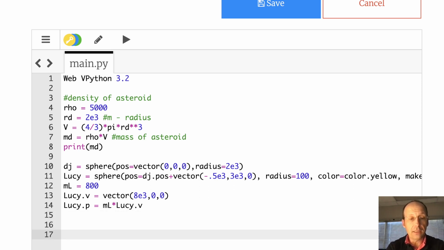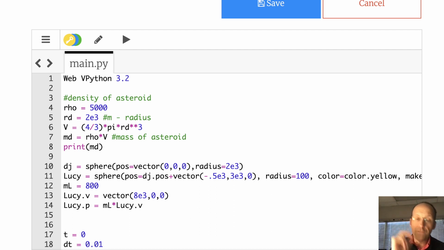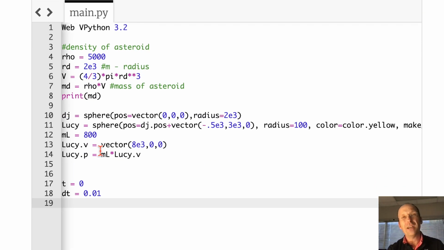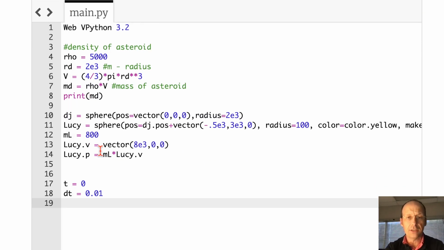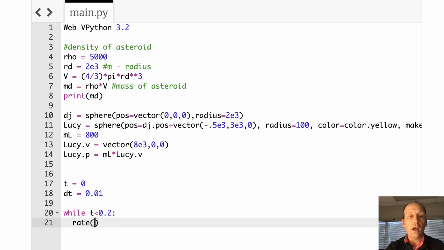All set. So now let's say t equals 0, dt equals 0.01. Let's run this for a very short amount of time. Because it's only going to take 1/8 of a second, let's run this for 0.2 seconds. So while t is less than 0.2, rate of 50. I'm only going to do 50 calculations because otherwise you just zoom by too fast and we'd miss all the fun, and we don't want to do that.